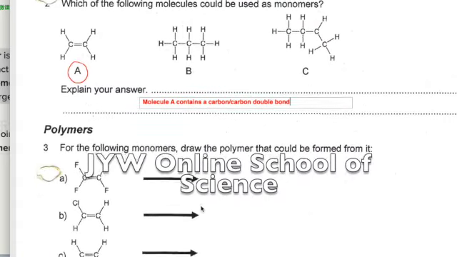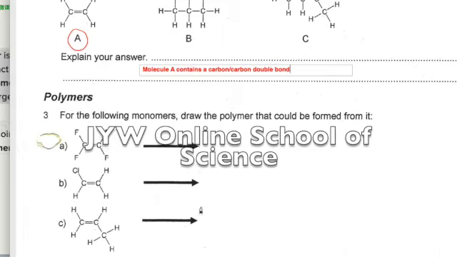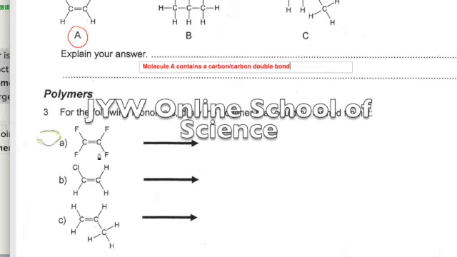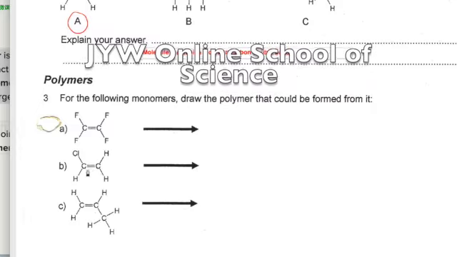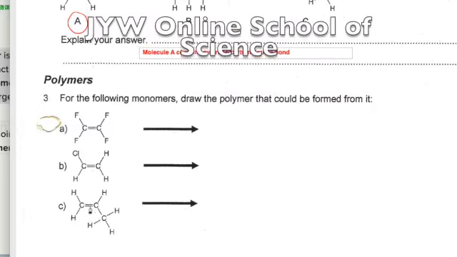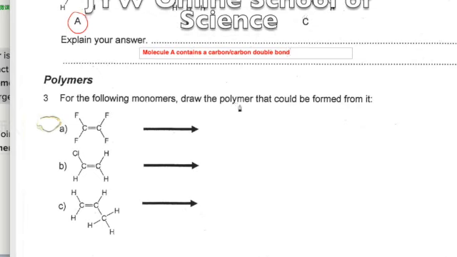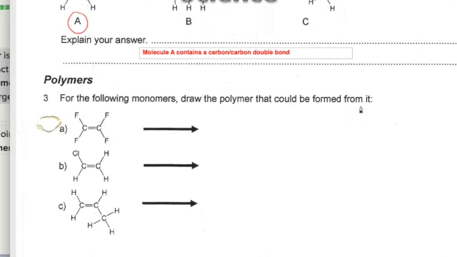Next one, polymer. For the following monomers, they're all monomers. See, carbon-carbon double bond, carbon-carbon double bond. This one again, carbon-carbon double bond. Now you're going to draw the polymer that could be formed from this one. So I'm going to draw this one. I'm focusing on the double bond.